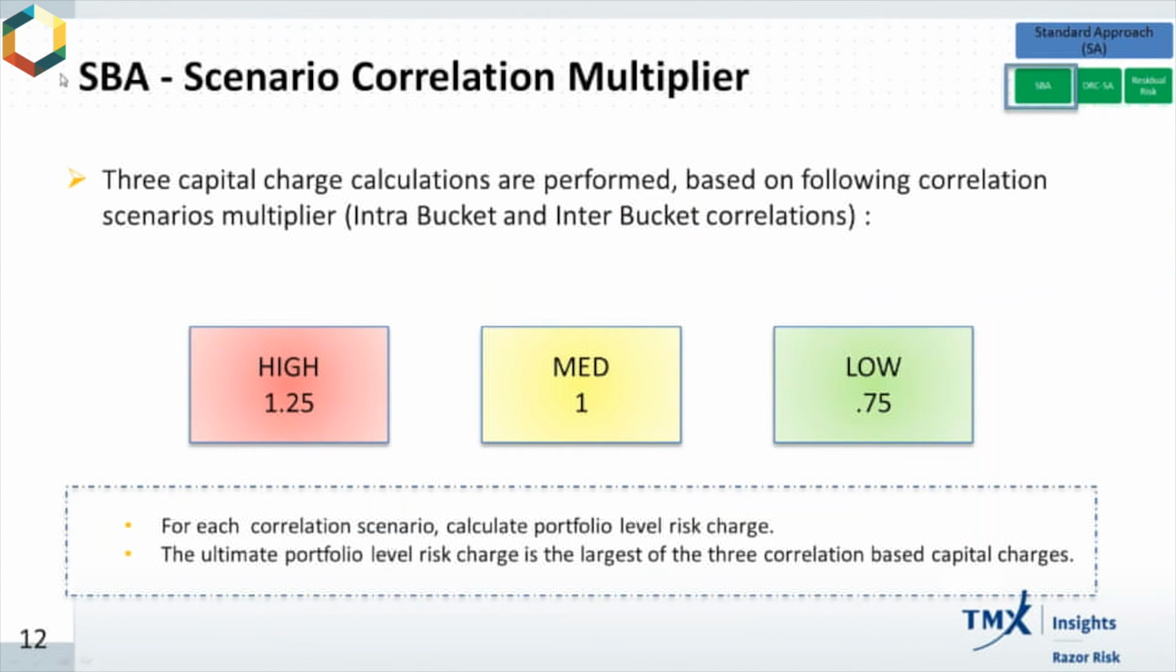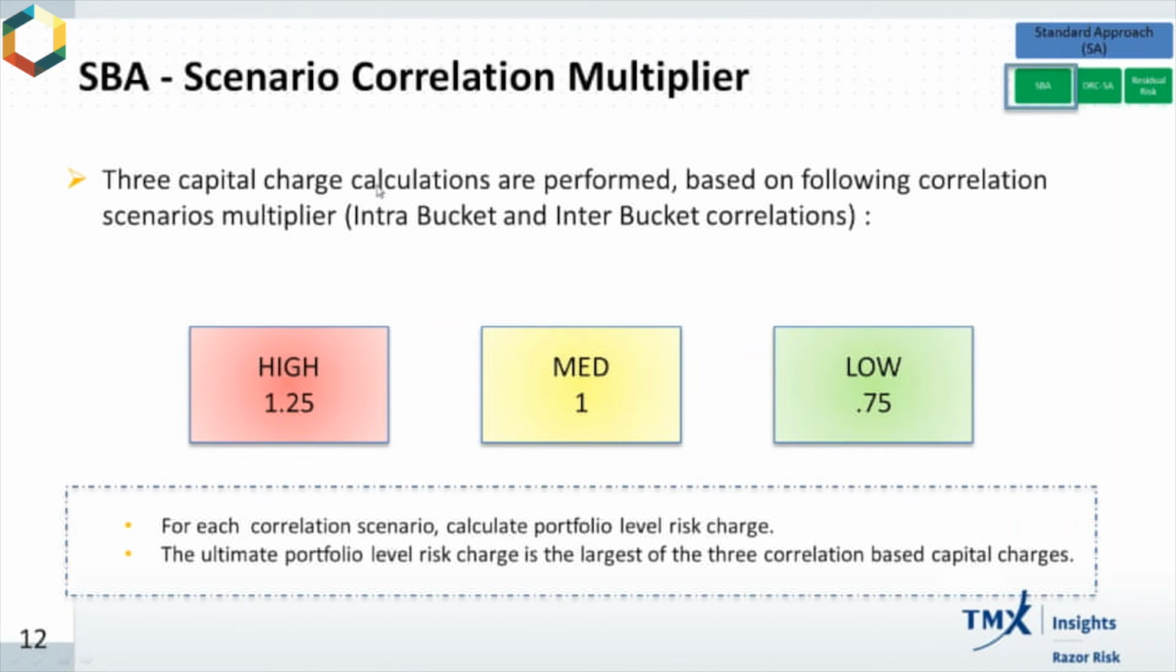The last step of the sensitivity-based approach is the scenario correlation multiplier. After the risk charge is calculated, three scenarios are created to reflect the correlation change for the stress period, which are a high scenario with a multiplier of 1.25, medium is 1, and low multiplier equals 0.75.